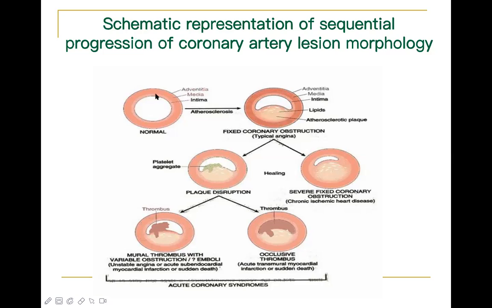Now see there, this is the normal coronary artery. It has 3 layers like any other arteries. Intima is the innermost one, media is the middle thicker layer, and adventitia is the outer one. So this is the lumen.